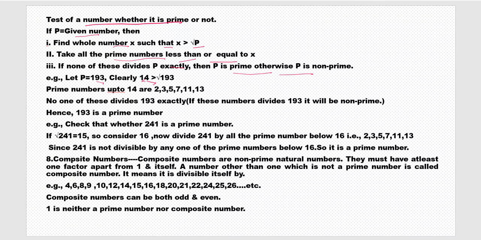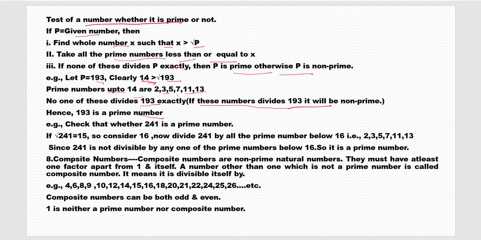Since 14 squared is 196, the square root of 196 is equal to 14. But the square root of 193 is less than 14, so 14 is greater than the square root of 193. Prime numbers up to 14 are 2, 3, 5, 7, 11 and 13. None of these divides 193 exactly. If any of these numbers divided 193, it would be non-prime. 193 is not divisible by these numbers, so 193 is a prime number.